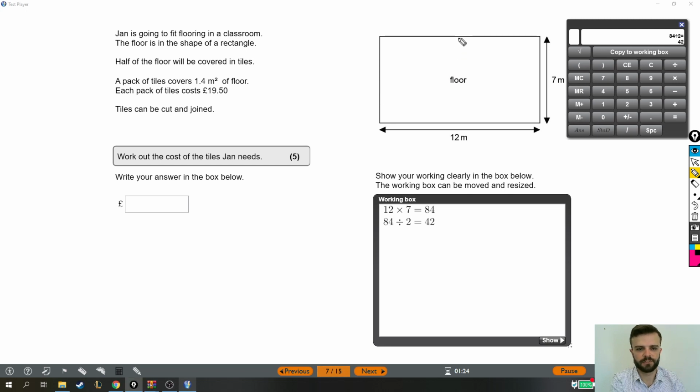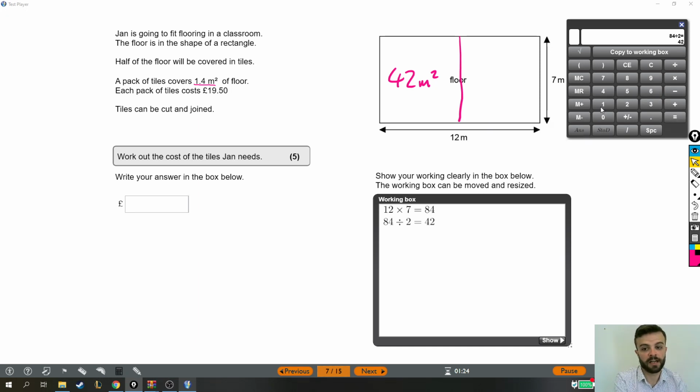So that is the area that actually needs tiling. Let's do something like this, just to show you that that's half of the whole area, 42 meters squared. So that's the area that needs tiles. We need to cover 42 meters squared with tiles. But a pack of tiles covers 1.4 meters squared. So 2 packs of tiles would cover 2 lots of 1.4, and we need to know how many 1.4s it takes to cover all 42 meters squared.